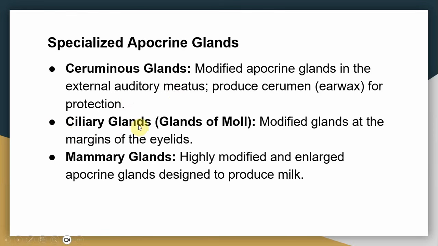They are again modified glands and they are present on the margins of eyelids. Then mammary glands. Their function is milk production. They are again enlarged and modified apocrine glands. Right?